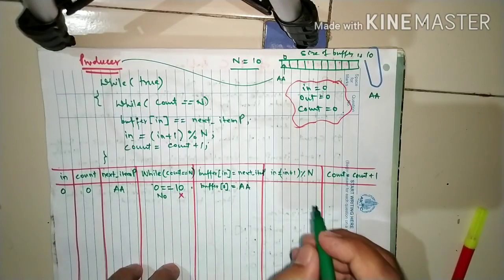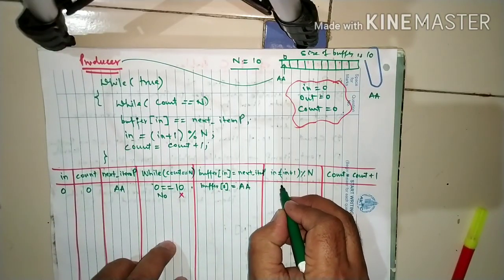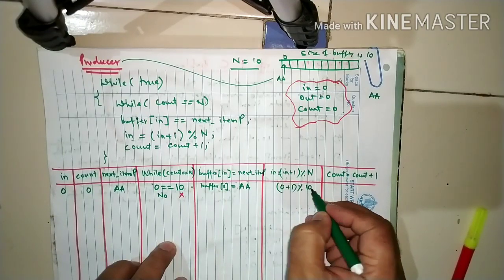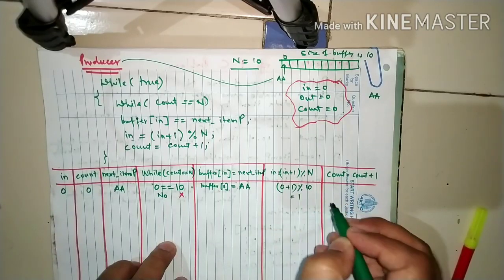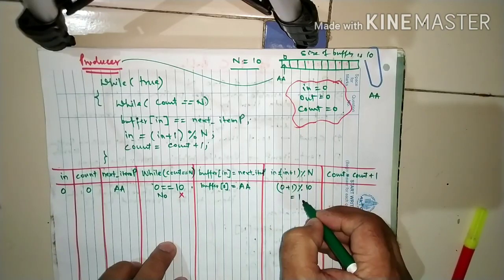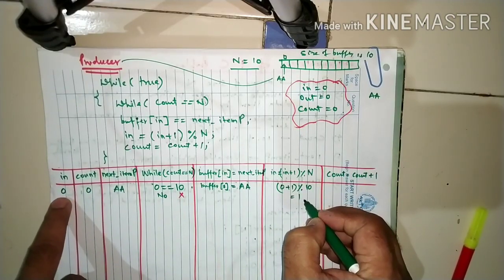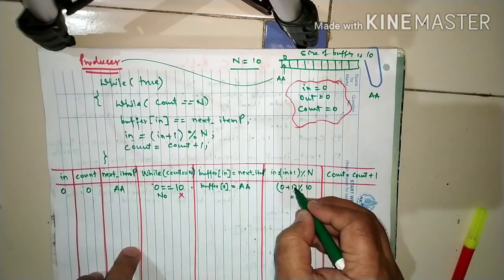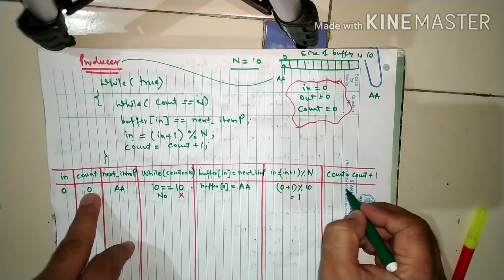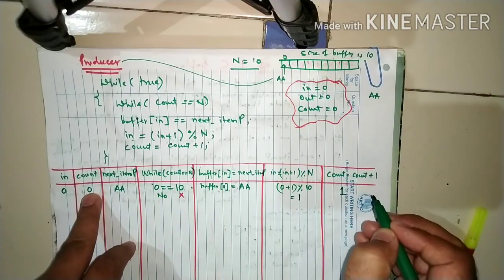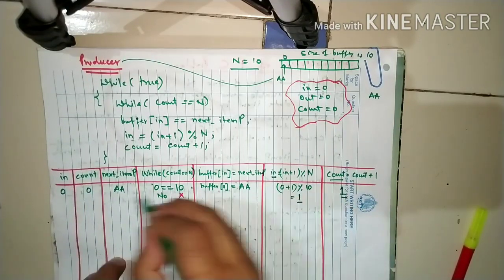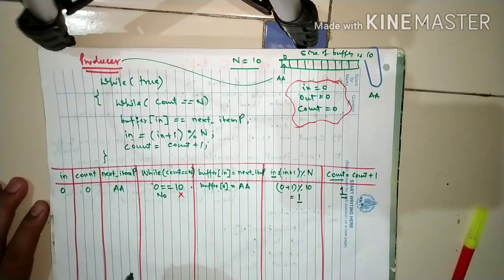Next, in equals (in plus 1) mod n, that is 0 plus 1 mod 10, obviously 1. So in is equal to 1. Initially the value of in was 0, now it has changed to 1. Count equals count plus 1. Initially the count was 0, now 0 plus 1 becomes 1. So the values of in and count have changed to 1 and 1 from 0 and 0. Now we'll see the next condition.